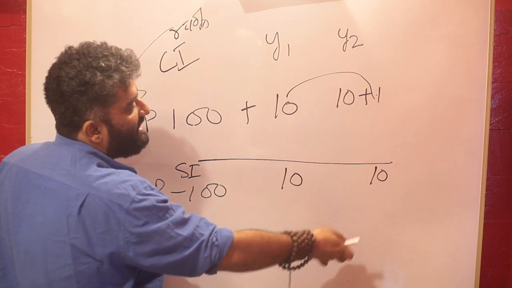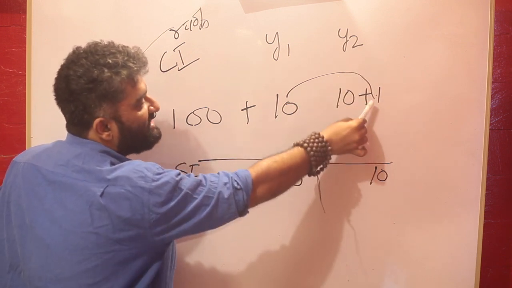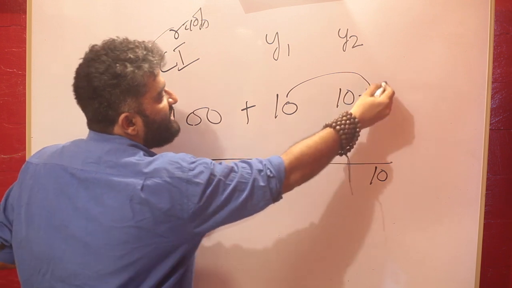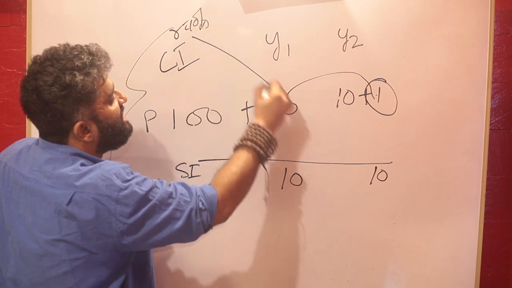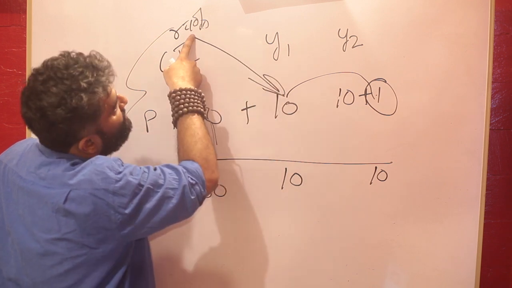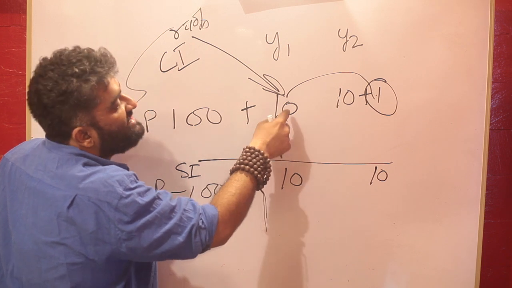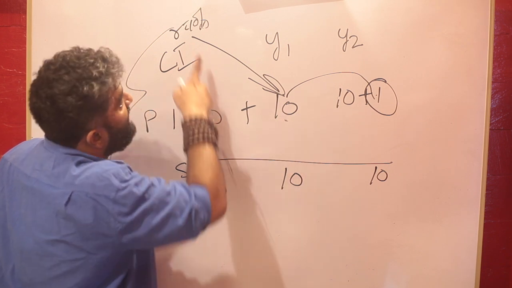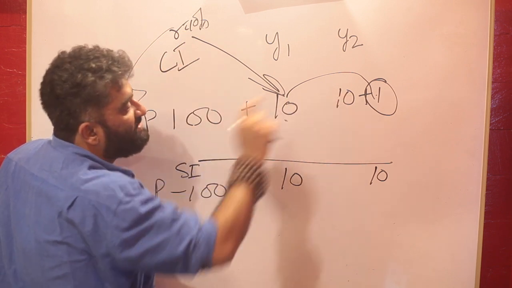So again, if I compare, what is the difference in the second year in the interest? This is 10 and this is 11. But what is the change? This 1 is the change. And where did this 1 come from? It came from 10% of 10. And what is this 10? It is interest on the principal. And what is this 10%? It is interest on the principal.